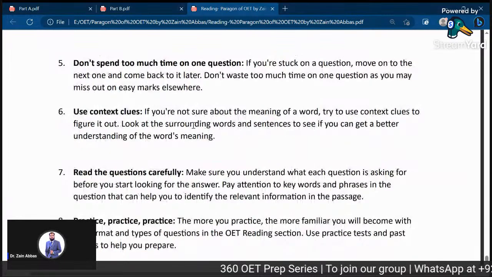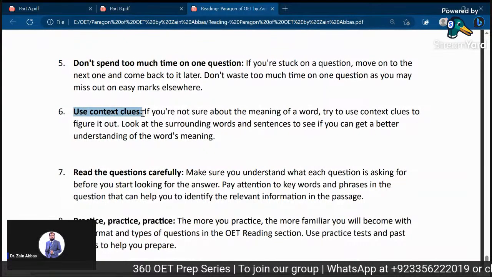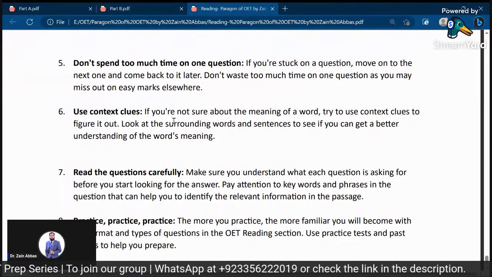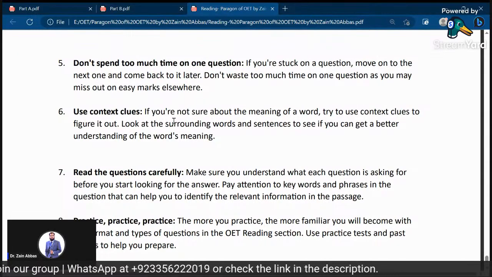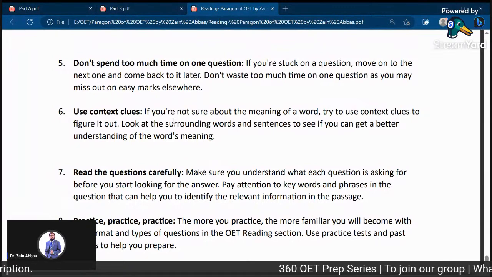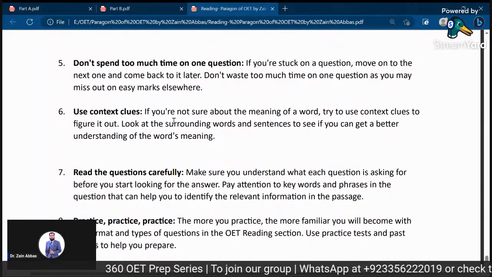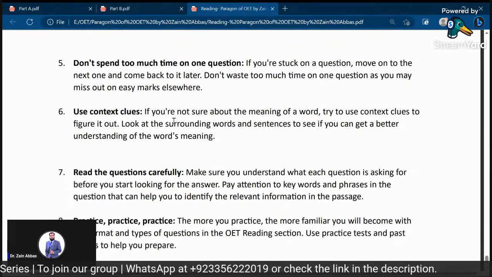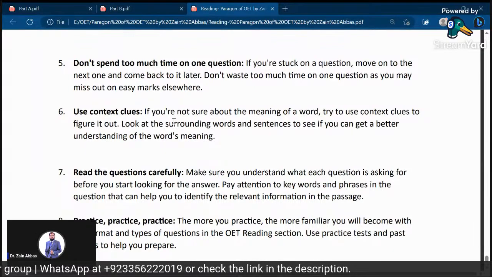Okay, then use the context clues. Sometimes there are some words mentioned in the question, or maybe in the text, that you are not well aware of, and you are not sure about the meaning of the word. You can use the context. You can use the meanings of the other words, or the meaning of the other sentences mentioned before or after that word, and you can just crack it.